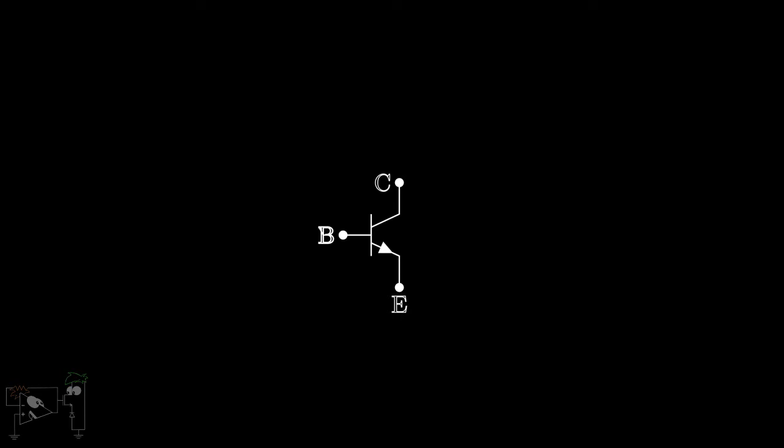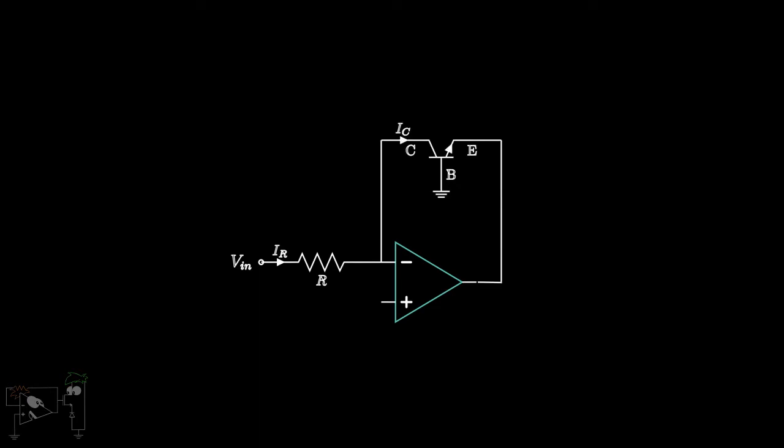A BJT has three terminals: the base, emitter and collector. The current through the collector IC is given by Is into the exponent of QVBE by KT minus 1. Here K is the Boltzmann constant and Is is the saturation current of the BJT. Let's try putting this BJT into the feedback loop of an op-amp and see what happens.